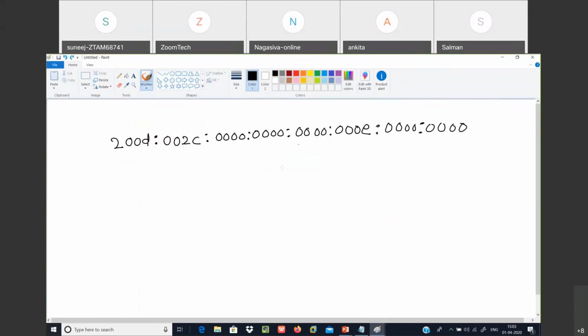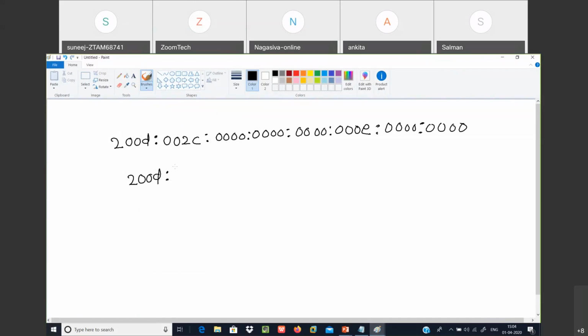Rule number 1: from any quartet of an IPv6 address, any leading zeros can be omitted, can be removed actually. Only leading zeros. Means the first quartet, 200D. Do you have any leading zeros here? No leading zeros, right? The same quartet you have to write the same. Let me write here 200D. Cannot do anything for the first quartet.